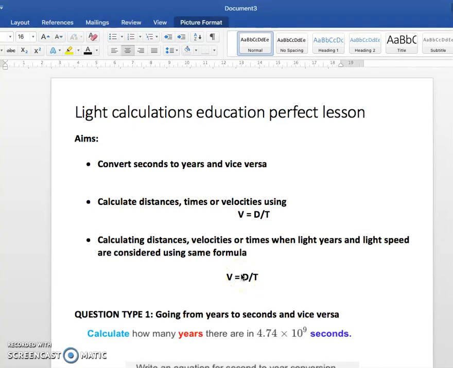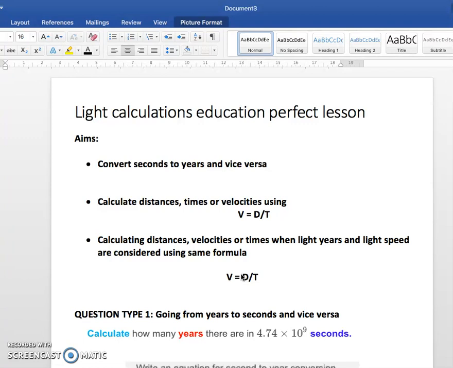Okay, so this is a lesson which will help you to do the light calculations section on Education Perfect. I've gone through the lesson. It's too long to go through the entire thing with you, but I've identified the main aims of the lesson, and I'm going through a couple of examples of question types to match those aims. So the first thing we're going to talk about is the aims.